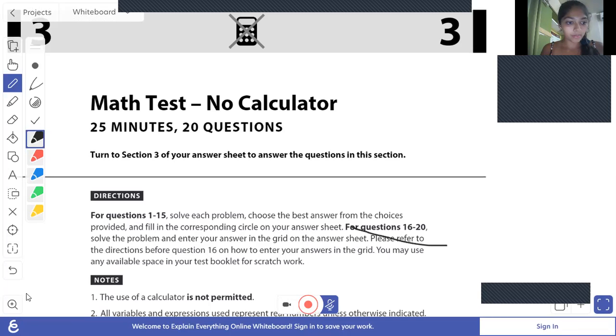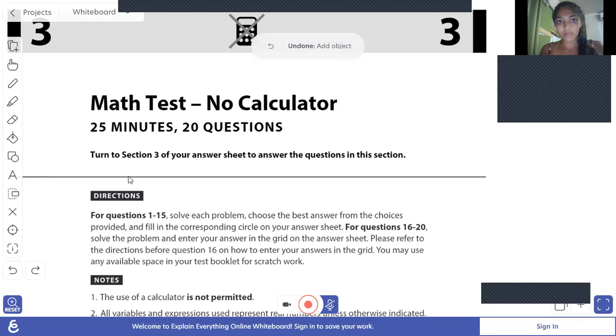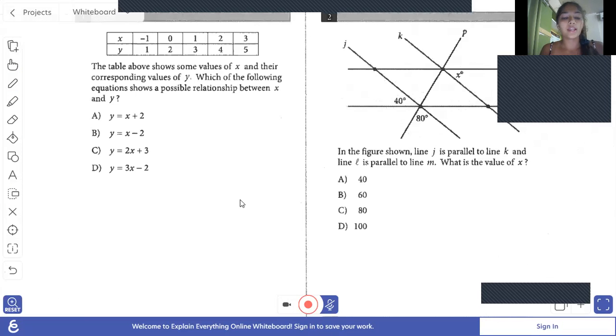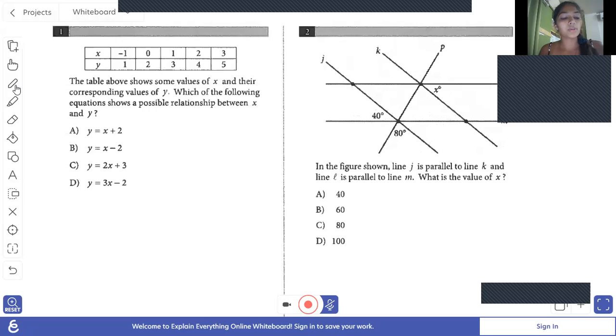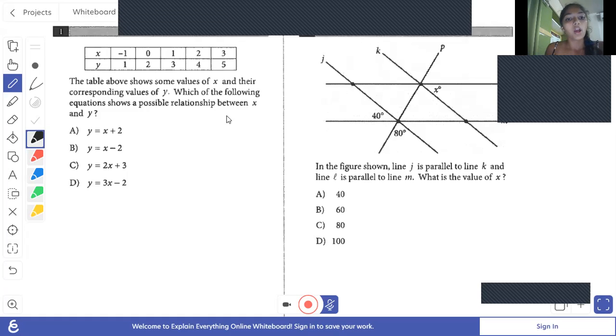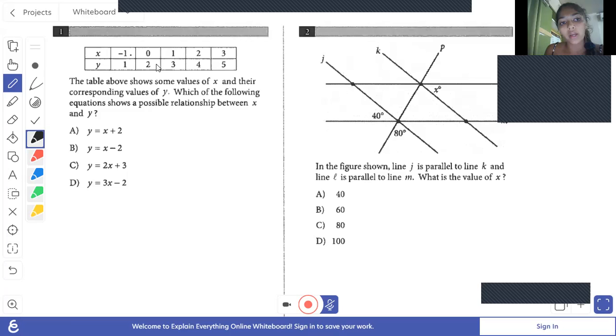This is my first time looking at all of these questions because I want to approach them as I would in an actual test, as I do in all of my videos. Okay, question 1. The table above shows some values of x and their corresponding values of y. Which of the following equations shows a possible relationship between x and y? So over here, I see -1, 1, 0, 2, 1, 3. So it's evident that y equals x plus 2. So whatever value is at the top, if you add 2 to it, then you get the y value for it. So this is our equation, which is A.